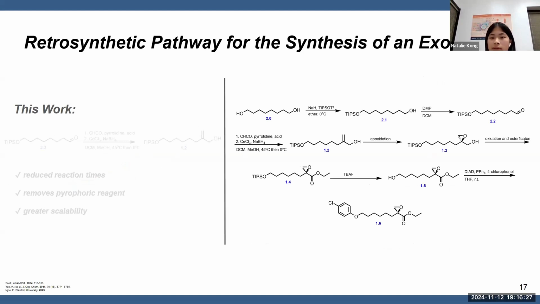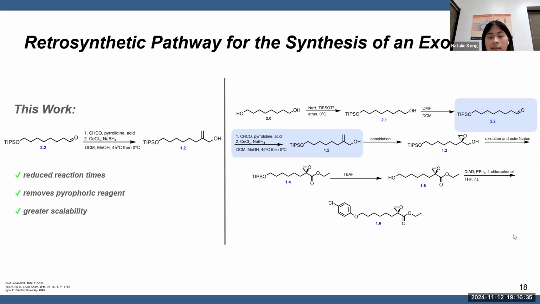So in our efforts to avoid using n-butyllithium, we proposed an alternative synthetic route that hinges largely on this step in blue. This is an aldol condensation, in this case using formaldehyde, pyrrolidine, and p-toluic acid, followed by a subsequent reduction with sodium borohydride and cerium chloride, which allows us to form the alpha-beta exo-alkene motif without the use of n-butyllithium.